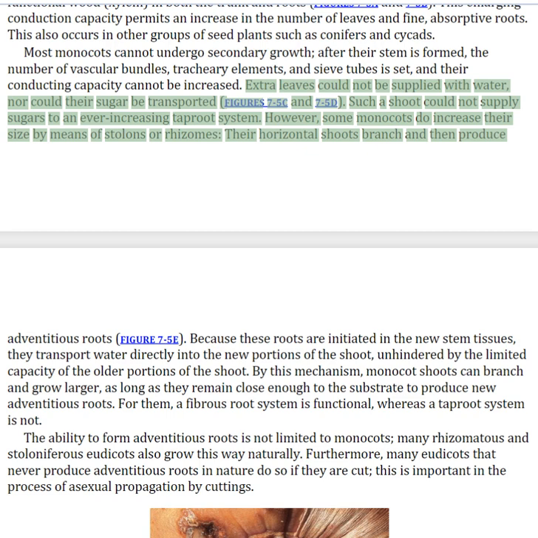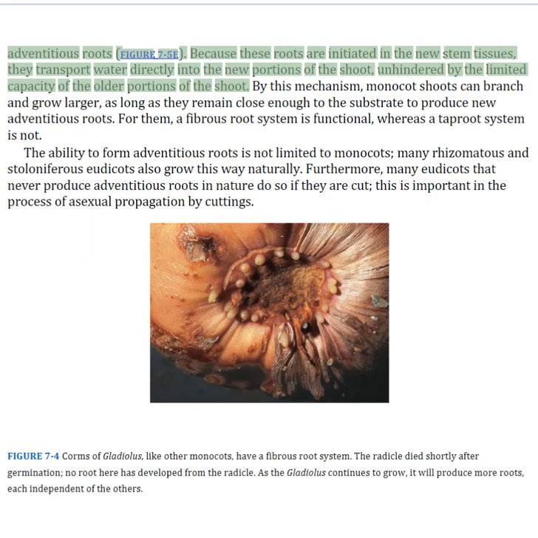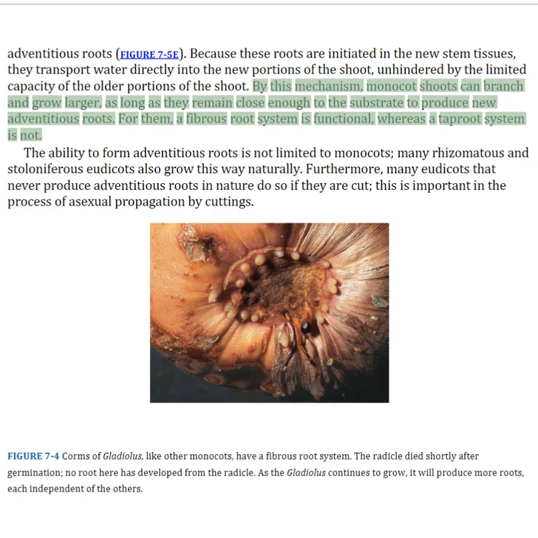However, some monocots do increase their size by means of stolons or rhizomes. Their horizontal shoots branch and then produce adventitious roots. Because these roots are initiated in the new stem tissues, they transport water directly into the new portions of the shoot, unhindered by the limited capacity of the older portions of the shoot. By this mechanism, monocot shoots can branch and grow larger, as long as they remain close enough to the substrate to produce new adventitious roots. For them, a fibrous root system is functional, whereas a taproot system is not.